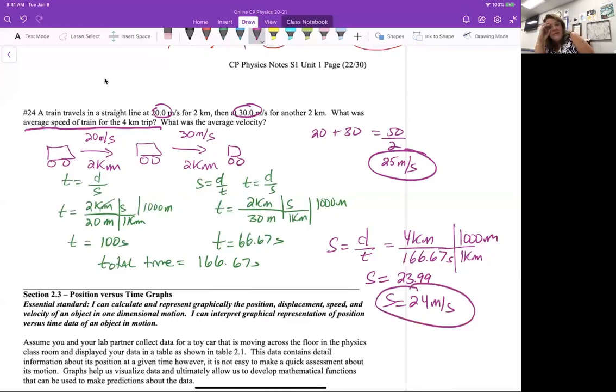Okay. I hope that makes sense to you. That's the only material that I have for today. We are moving on to position versus time graphs, and we will be utilizing some of Mrs. Query's lecture as well as Flipping Physics for those. He does a great job of explaining that. So I hope that makes sense, and come see me if you need help. Thank you.